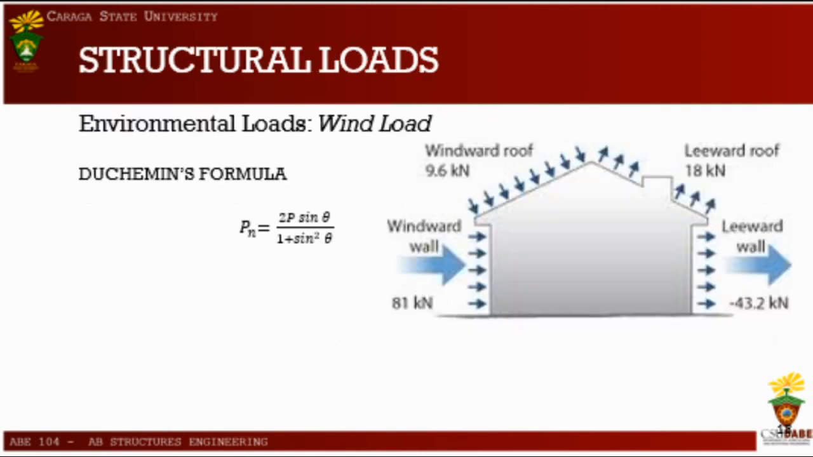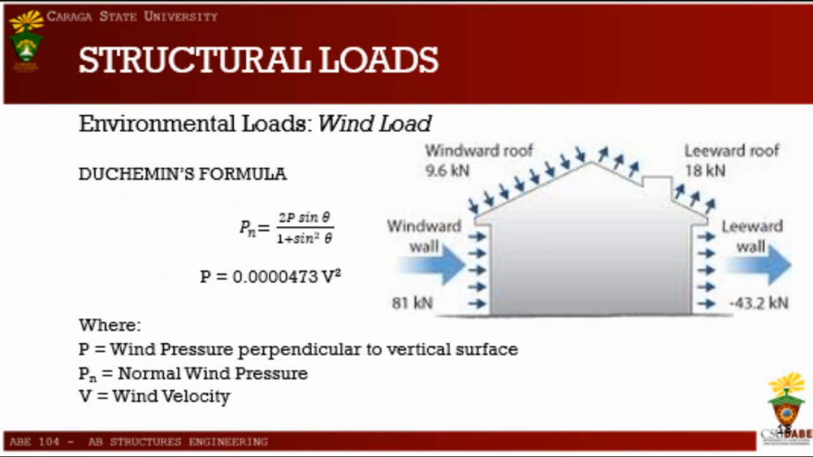This is how you will illustrate the wind loads. You have this structure with the windward roof, as illustrated on the wall. Then you can measure using the formula that Pn, the wind pressure, is 2P sine theta over 1 plus sine squared theta, where P is 0.0073 V squared, in which V is the wind velocity in kilometers per hour. Then you have the wind pressure here in Pascal.